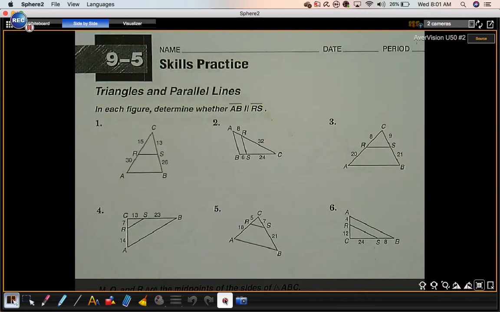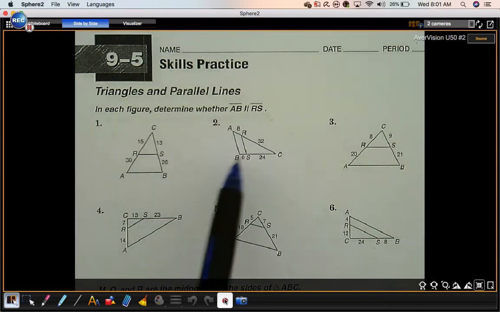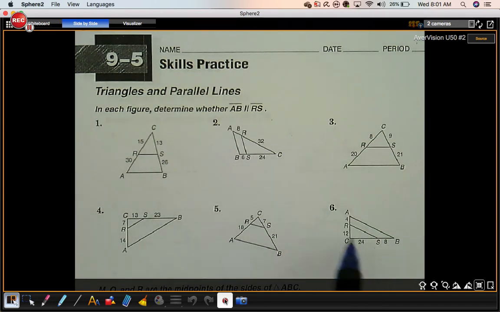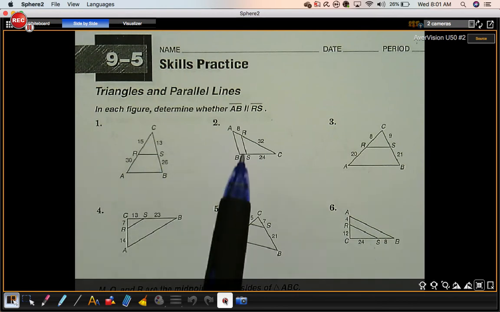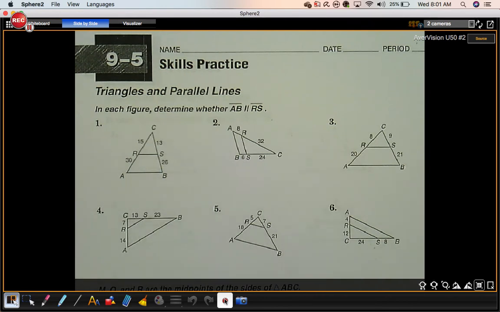This is skills practice for section 9.5. We're going to look at triangles and parallel lines. These are very familiar diagrams: you have a triangle inside of a triangle. The question is, is segment AB parallel to segment RS in all of these diagrams?